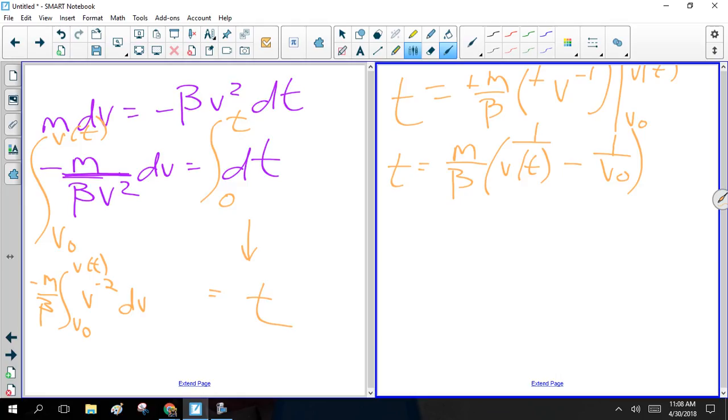So for part 1, hey guys, quiet, please. They just want you to put dv over dt equals negative beta v squared over m. If you go a step further, that's okay. Do you know what I mean?